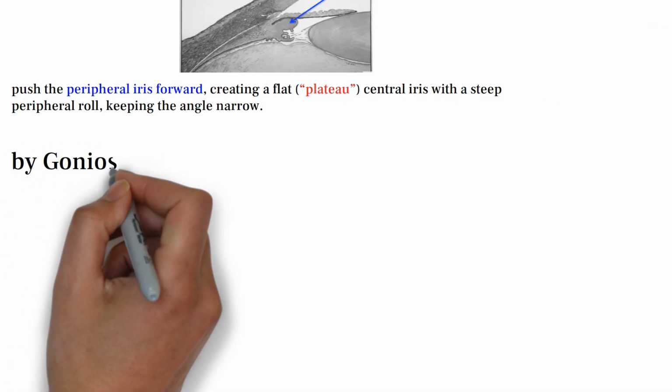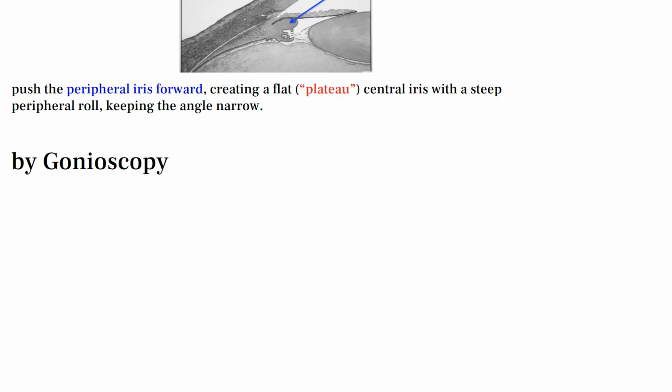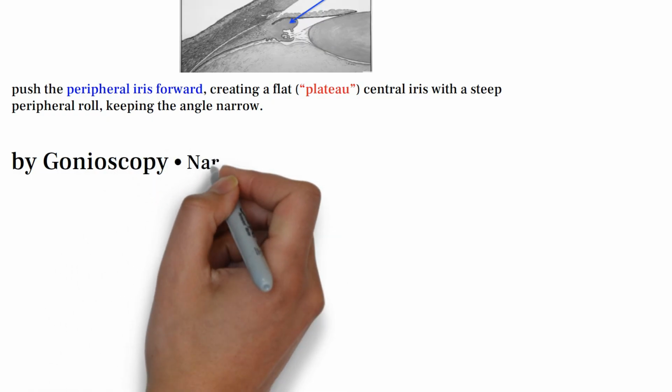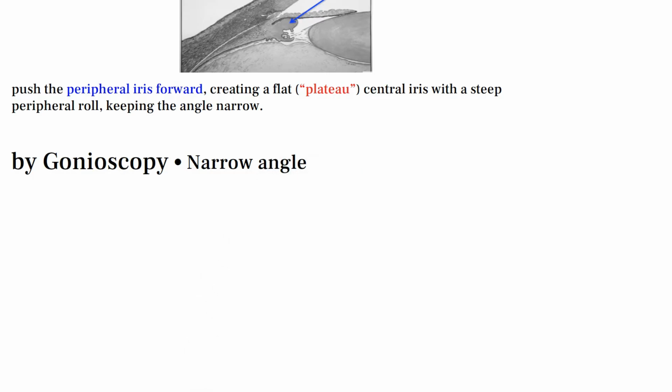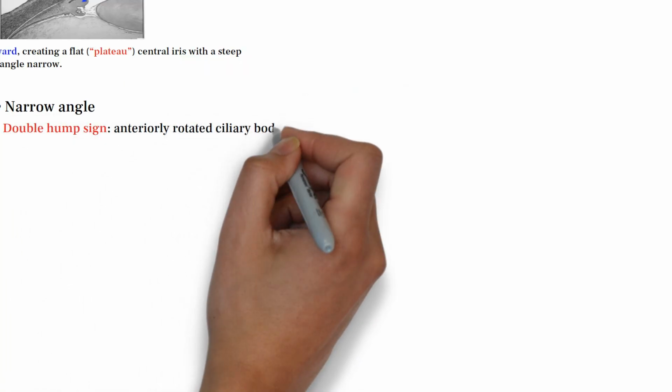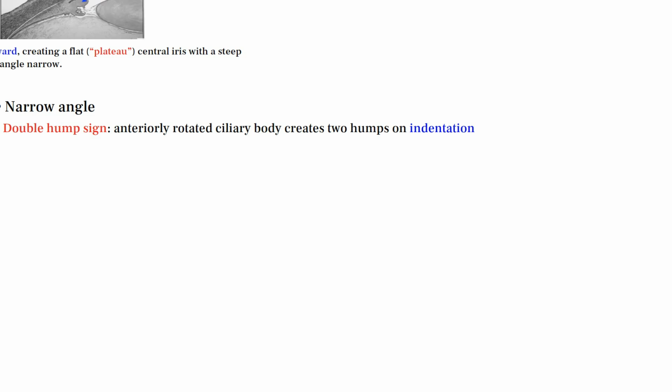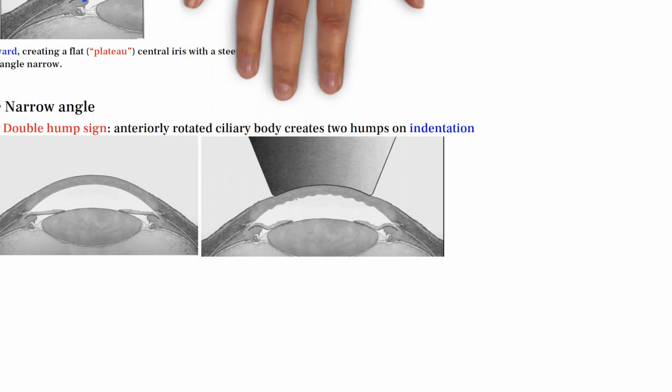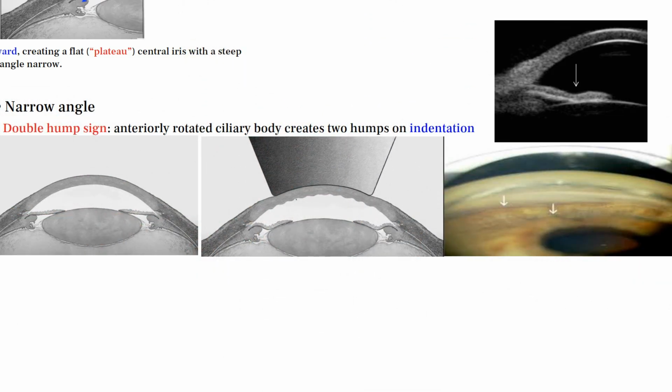On gonioscopy, the key diagnostic tool, you'll find a narrow angle, usually grade 1 to 2. A characteristic double hump sign appears on indentation, caused by the rotated ciliary body. The peripheral iris looks flat, or plateau-like, with no significant iris bombe.